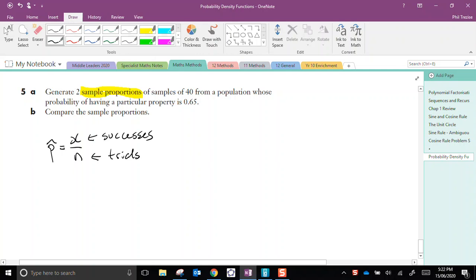Now what have we got to look at here? We want sample proportions from a sample of 40 trials. That would mean n equals 40. And the probability of a particular property is 0.65. So that means the chance of success on every individual trial is 0.65.